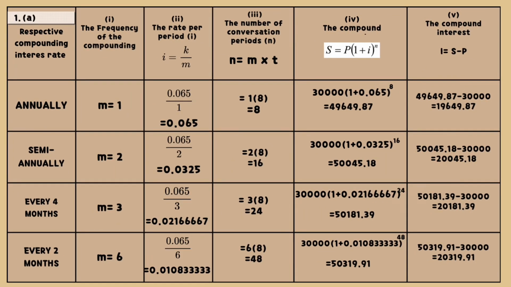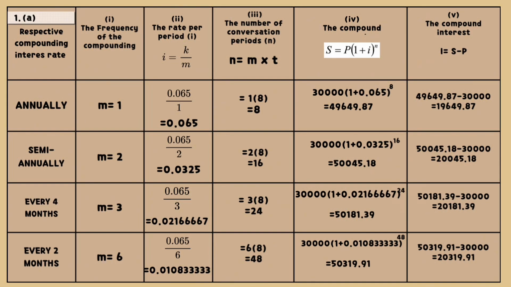Question 1, number 1A, 1 Roman. The frequency of the compounding annually is 1. For semi-annually is 2. And every 4 months is 4. And every 2 months is 6. Next is question 2 Roman.